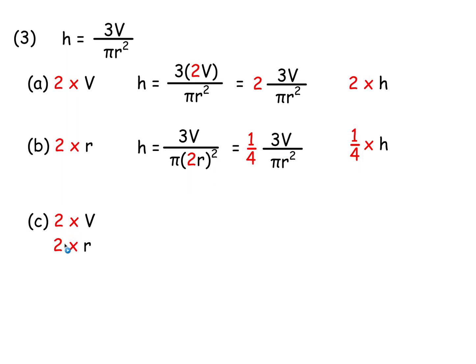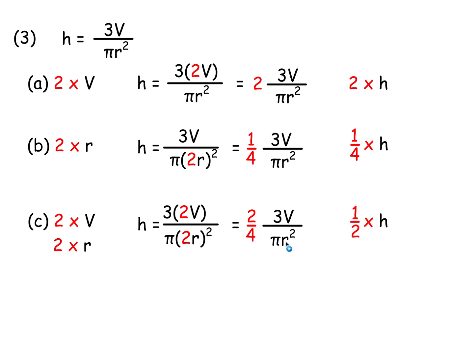Finally, double the volume and double the radius. So you replace V with 2V and R with 2R. The bottom here it's going to get squared. That's going to be 4R squared in the bottom and 2 on the top. So that's the 2 coming out, and that 2 gets squared, that came out as 4. 2 quarters, that's a half. So it's half the height. So we're trying to reproduce 3v over pi r squared each time and see what we multiplied by.